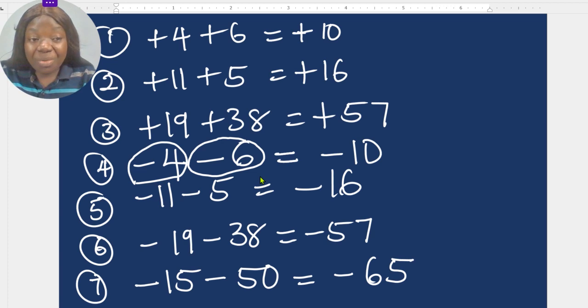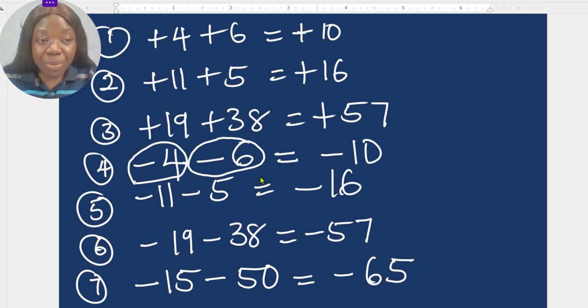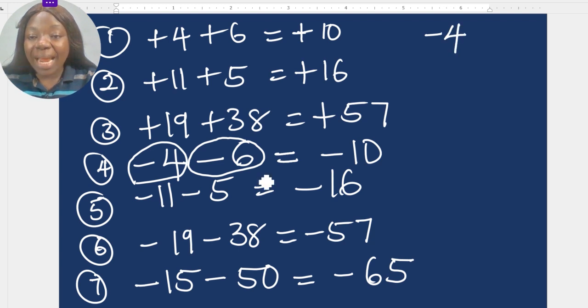I'm going to start my story again, so I want you to listen. Last week, Monday, I went to Mrs. Okoro's store and borrowed 4 naira. So whenever you borrow, you will have a minus sign. So I borrowed 4 naira. That means I am owing 4 naira on Monday.